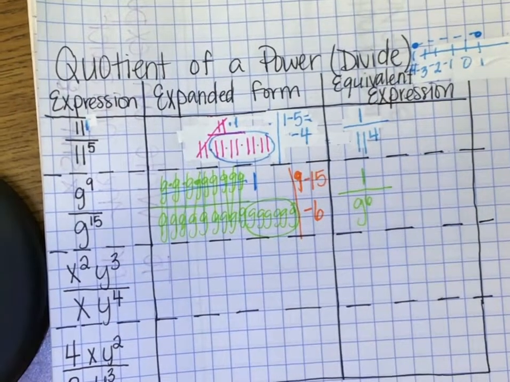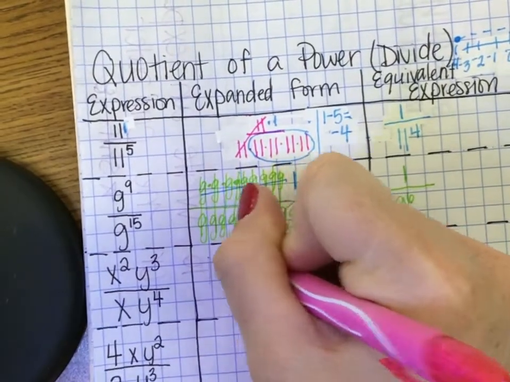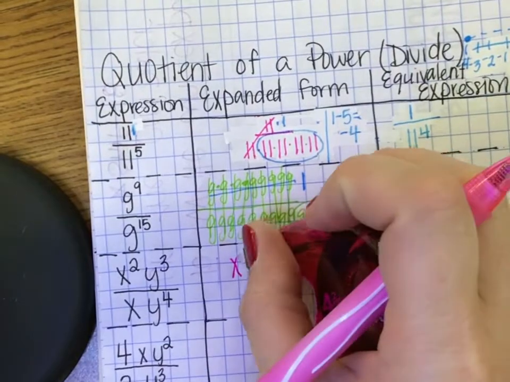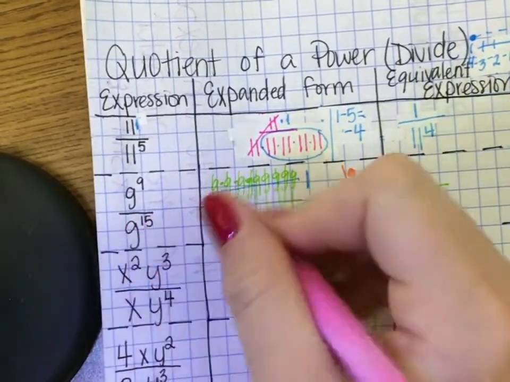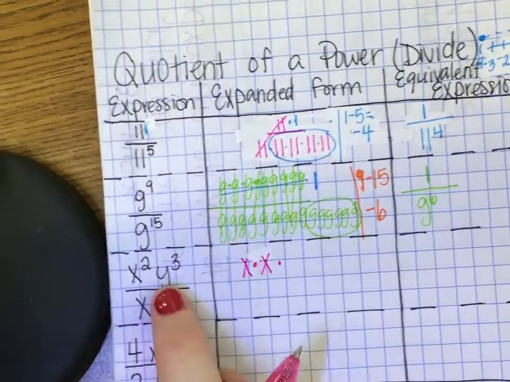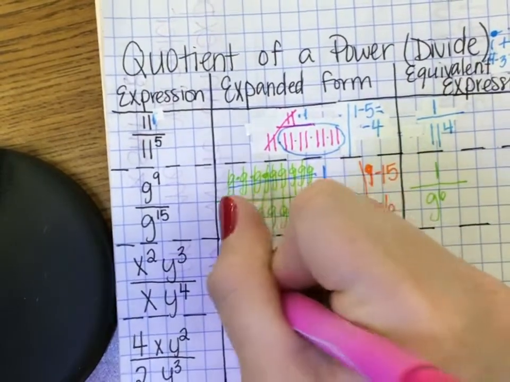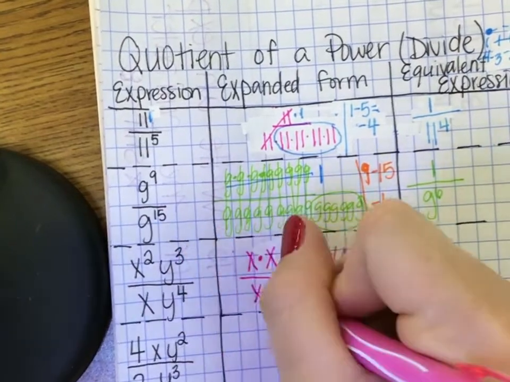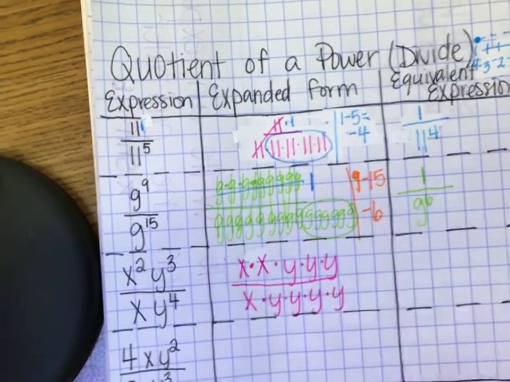Okay, let's do this next one. Now we have x squared. So right, expand it out. So x times x. Then we have y cubed. So 1, 2, 3 over x y to the 4th. So 1, 2, 3, 4.